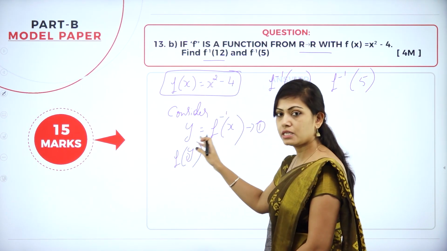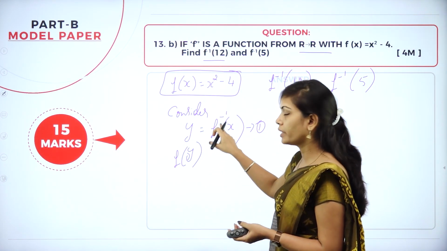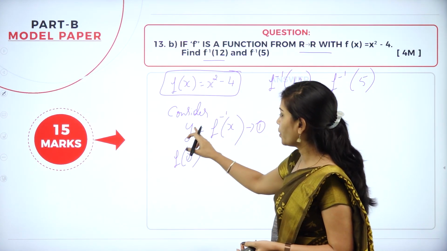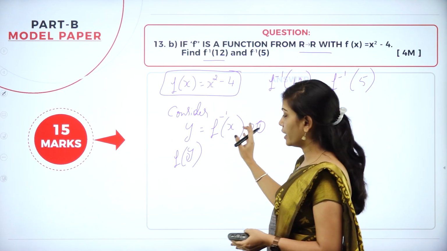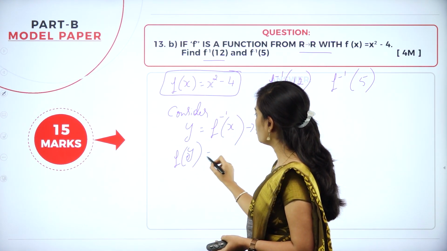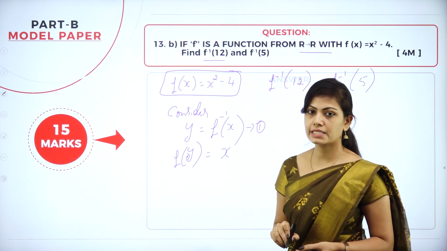Just cross multiply this. If y is equal to f inverse x, consider y is equal to f inverse x. And what is f of y? f of y is equal to x. Is it clear?